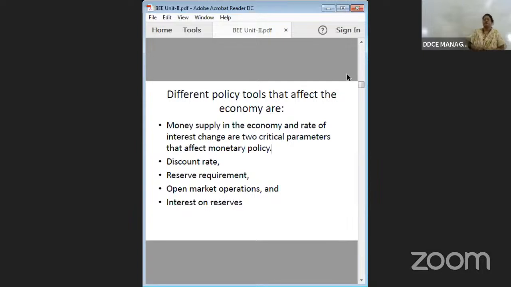See the first line: money supply in the economy and rate of interest charged are two critical parameters that affect the economic policy as well as the monetary policy. Today we will study the tools. If we go through all these tools, we will be able to understand why monetary policy is a very essential part of our economy from the point of view of the state. First is our discount rate.